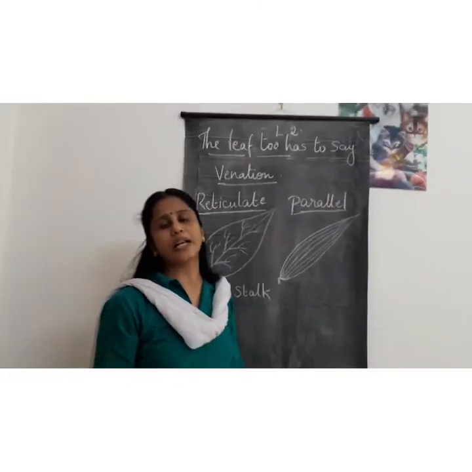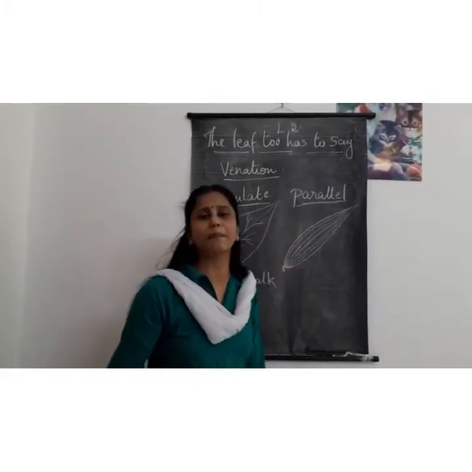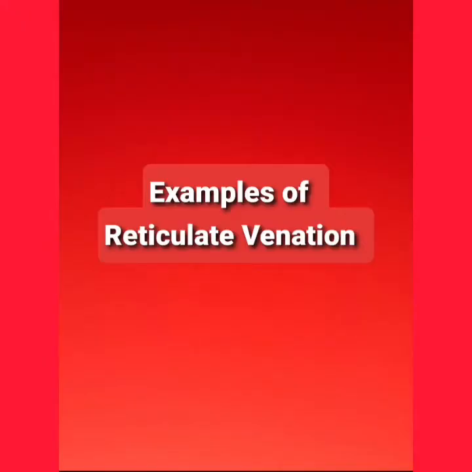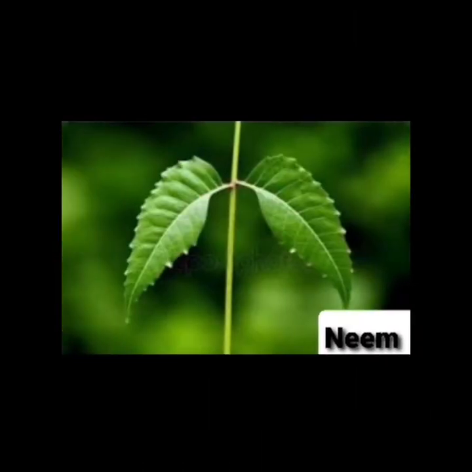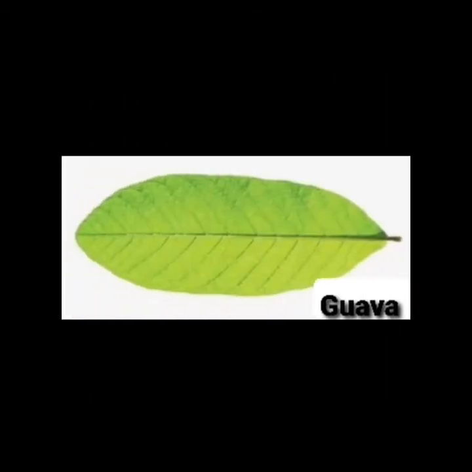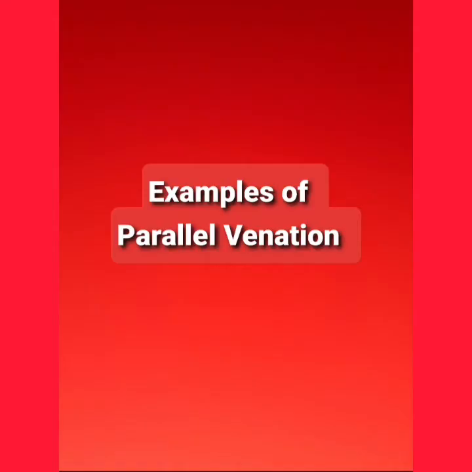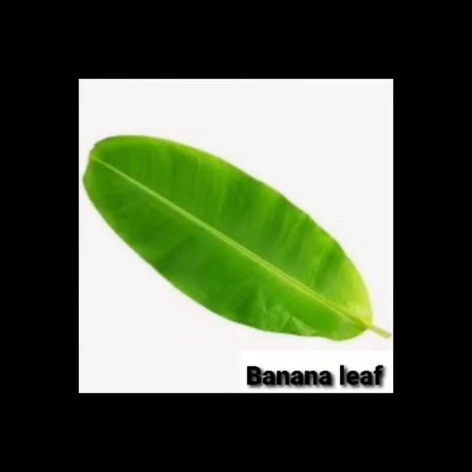Now can you tell me the examples of reticulate venation and parallel venation? Examples of reticulate venation: mango, hibiscus, neem, banyan, guava are some examples of reticulate venation. Now the examples of parallel venation: coconut, banana, bamboo, wheat, paddy are the examples of parallel venation.